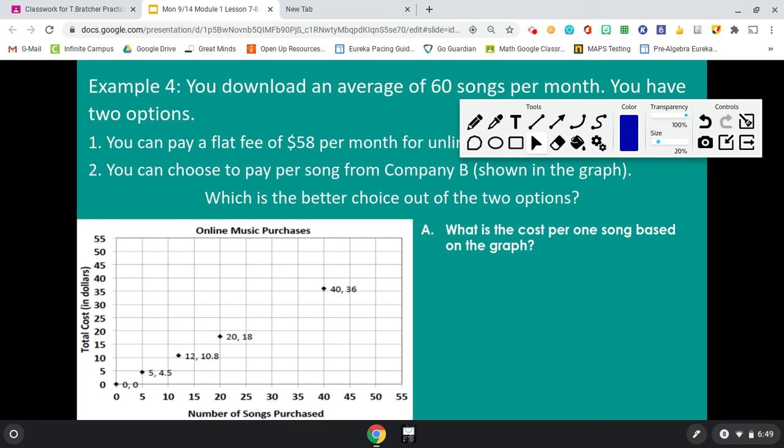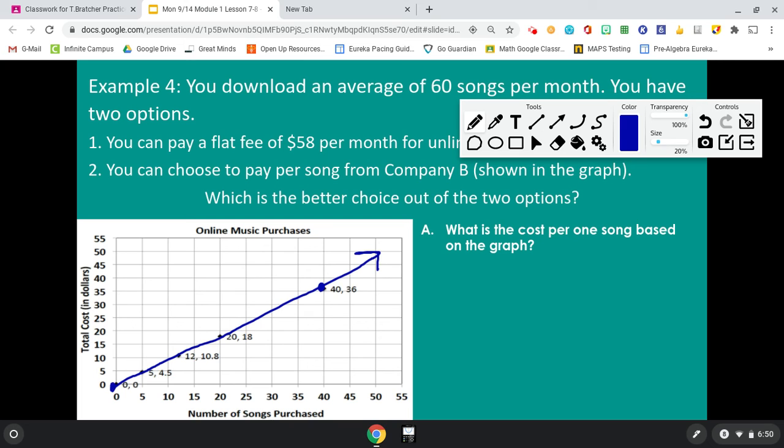So it says, Part A, what is the cost per one song based on the graph? Remember, we know that this is a proportional graph because it starts at the origin and it's a straight line. A lot of people wonder how they can find that constant number, the per one song, from a graph. But remember, all you have to do is pick a point. If you look at this point, I'm just going to use this one. You could use any of them.